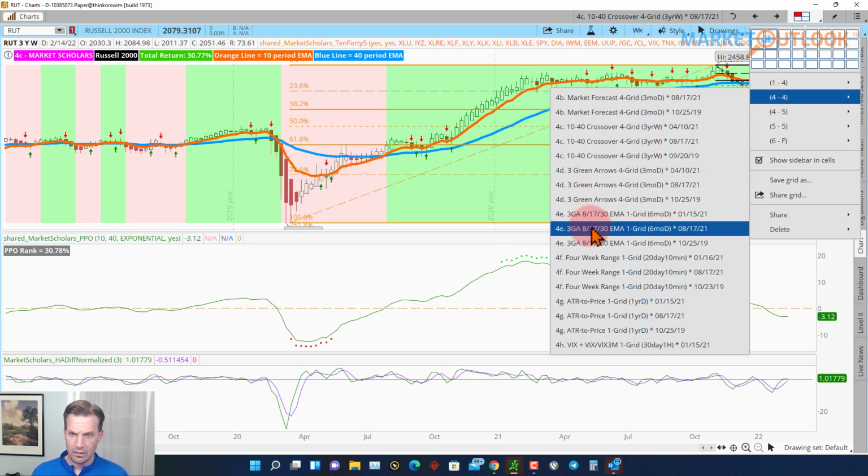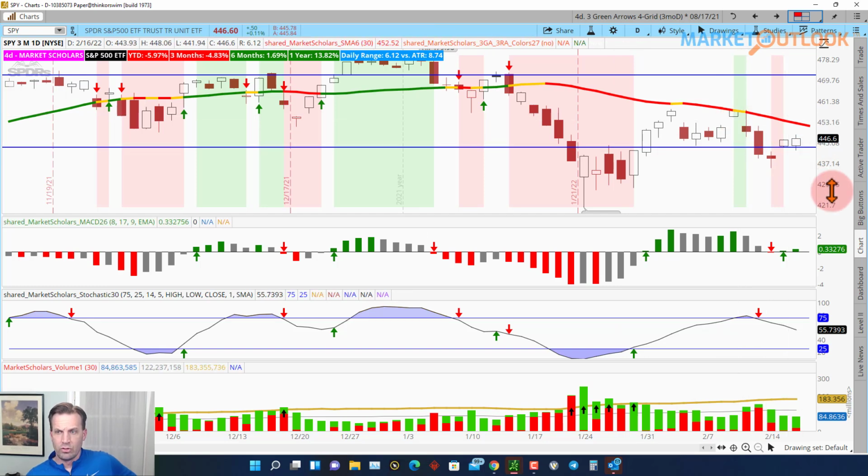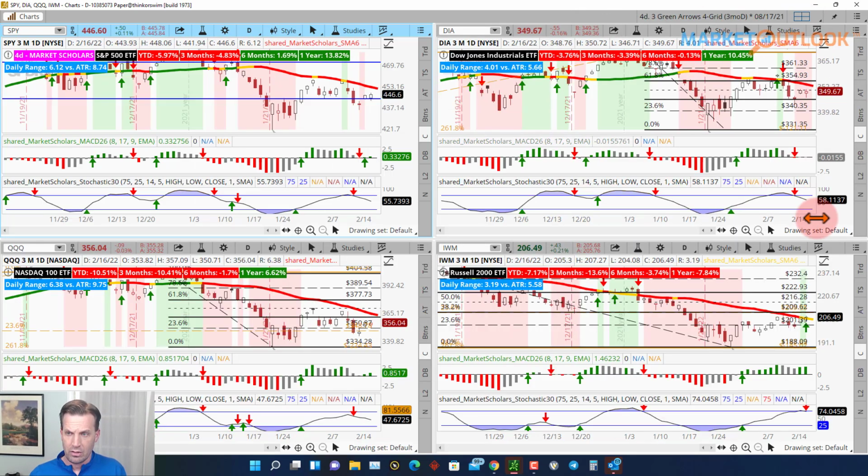Let's look at the 3 green arrow charts, and you can see we did get a green arrow again on the MACD, so the histogram's rising. Very, very low volume though, 84 million shares trading, very small trading range. I mean, that's not very typical to get small volumes and small ranges when you're still below these moving averages. But that's what we're getting here.